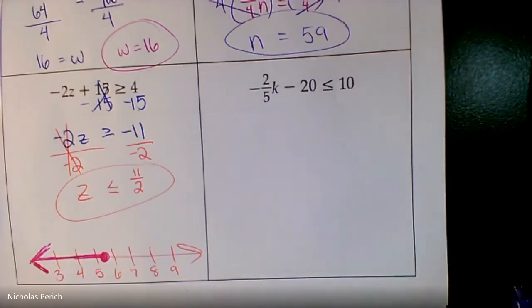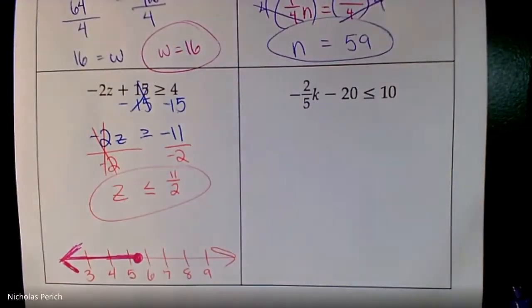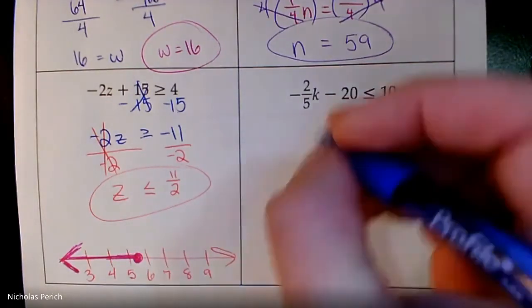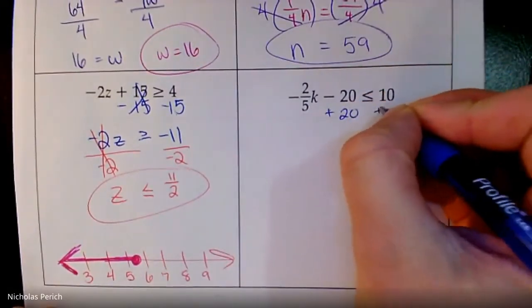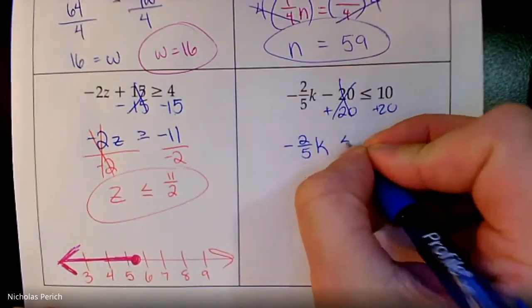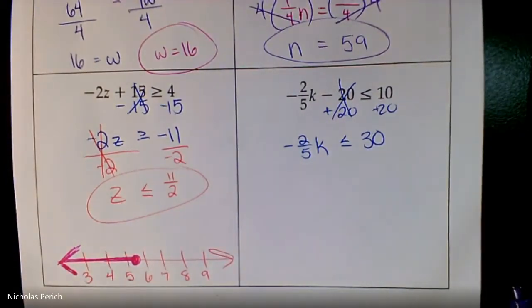Okay. Good job, gang. What do I do to start this next one? Try to get the K by itself. Yeah, so step 1. Okay, I got it. Plus 20. Plus 20. I have -2/5 K is less than or equal to that. Now what? And tell me everything.